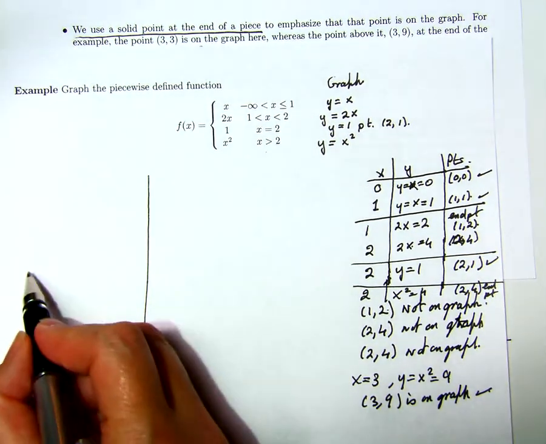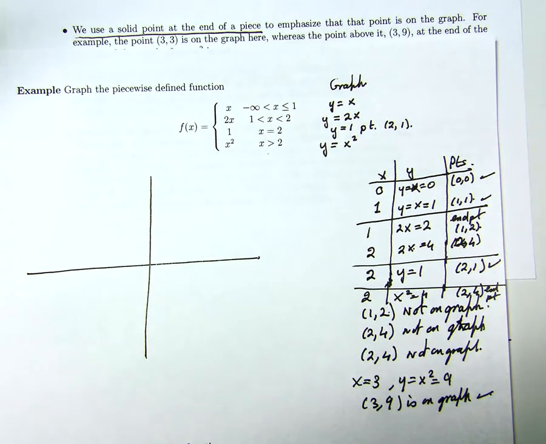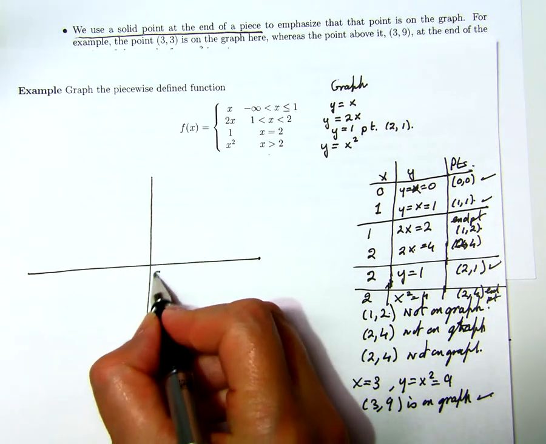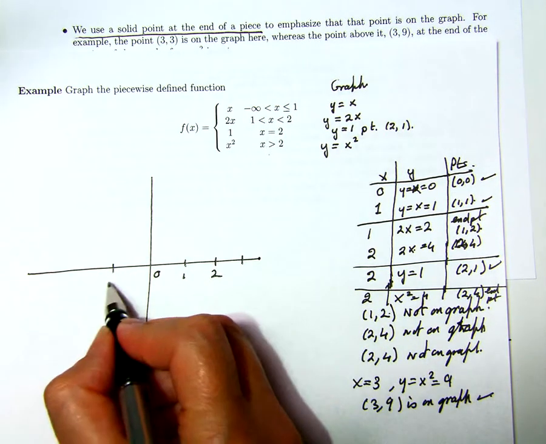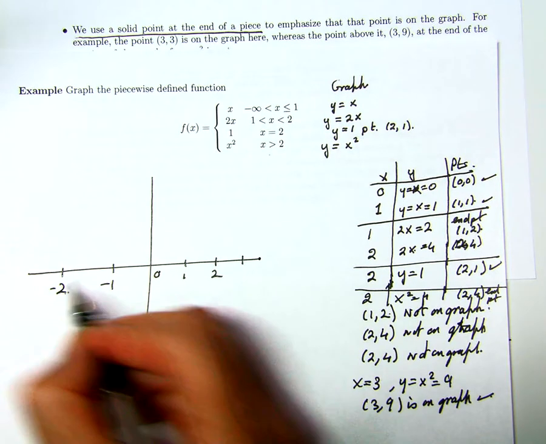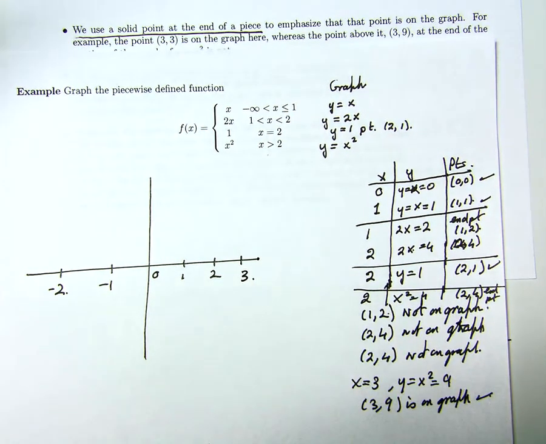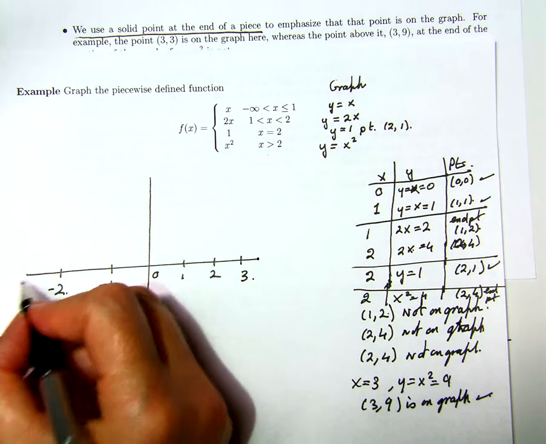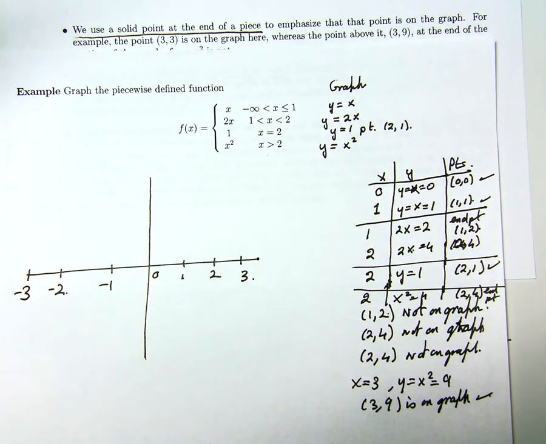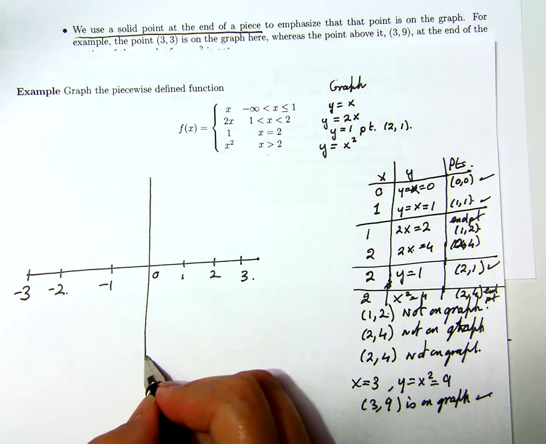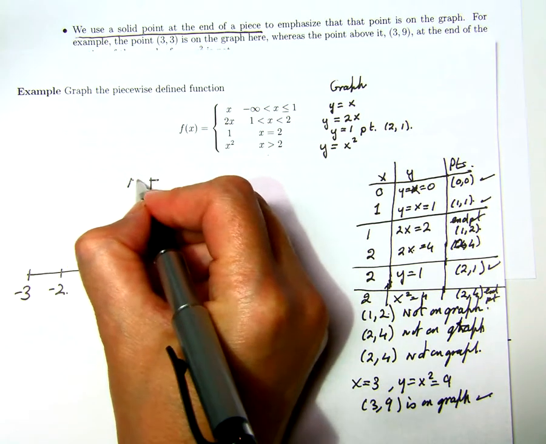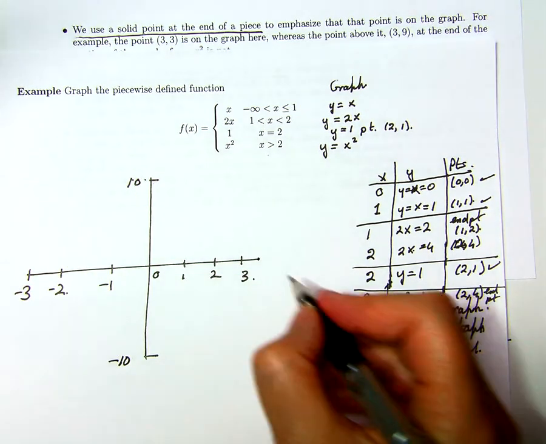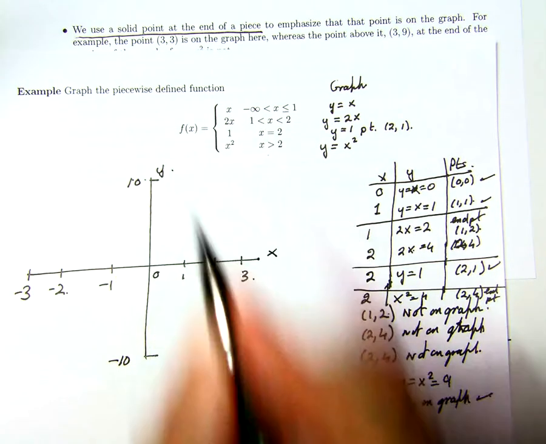Well, let's see what's happening. We have our y values basically concentrated around 0. So I'll let the x values be basically concentrated around 0. So I'll let the x run from -3 to 3. And the y values run up to 9, so I'll let my y extend between -10 and 10. So here are the x's, here are the y's.